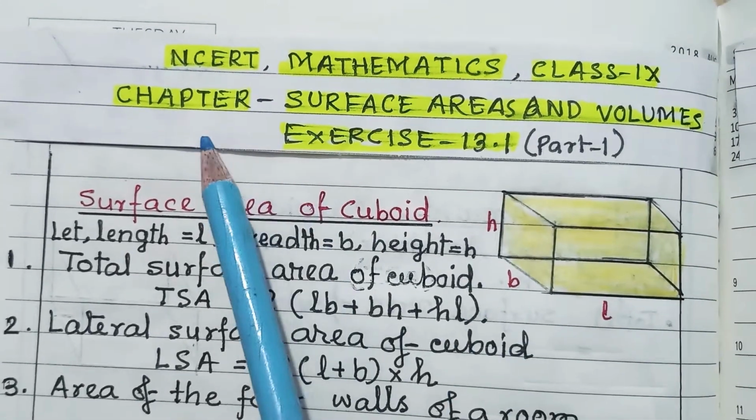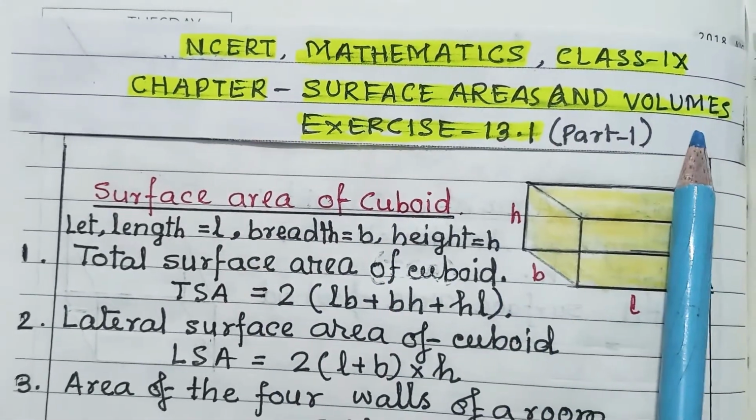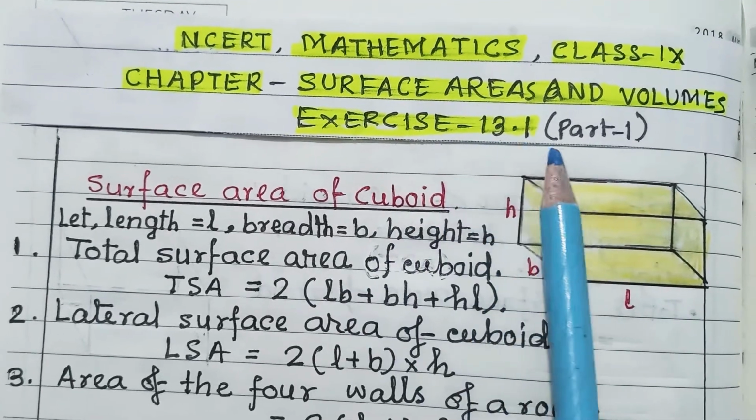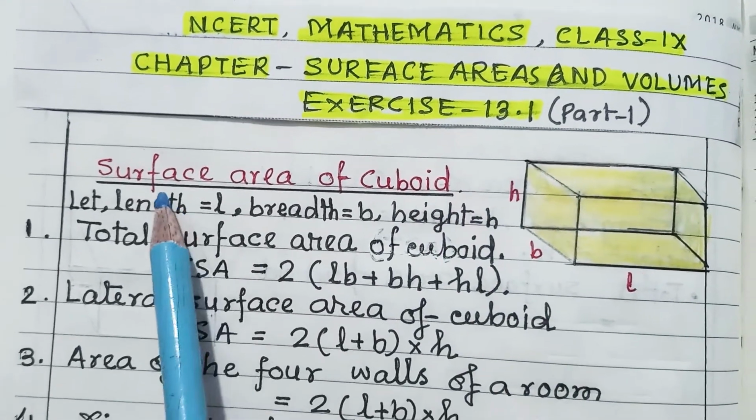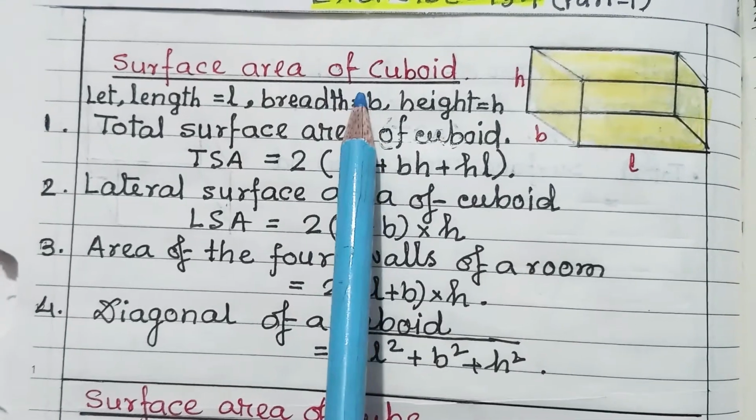Today I will explain the chapter Surface Areas and Volumes. Exercise 13.1, part 1. Surface area of a cuboid.